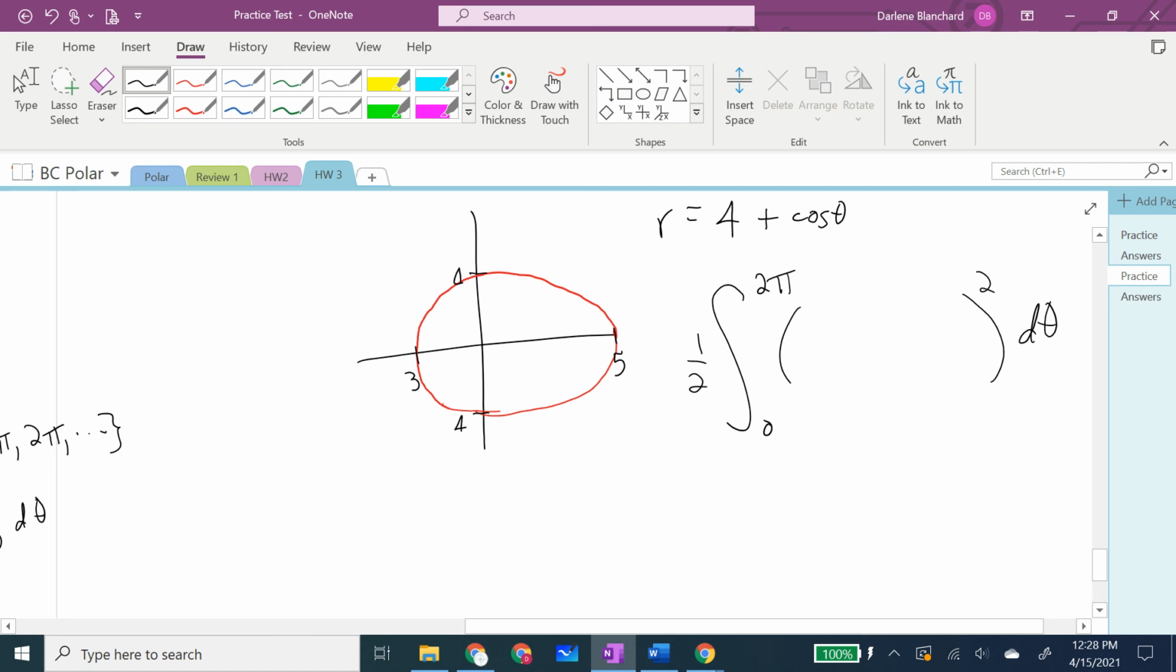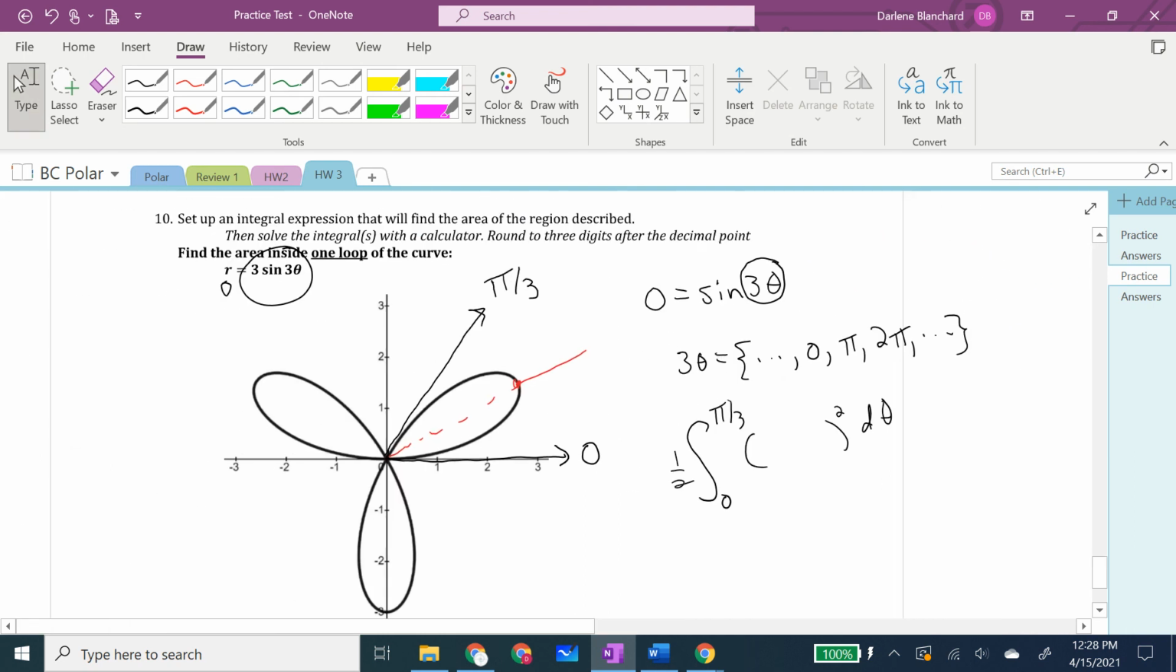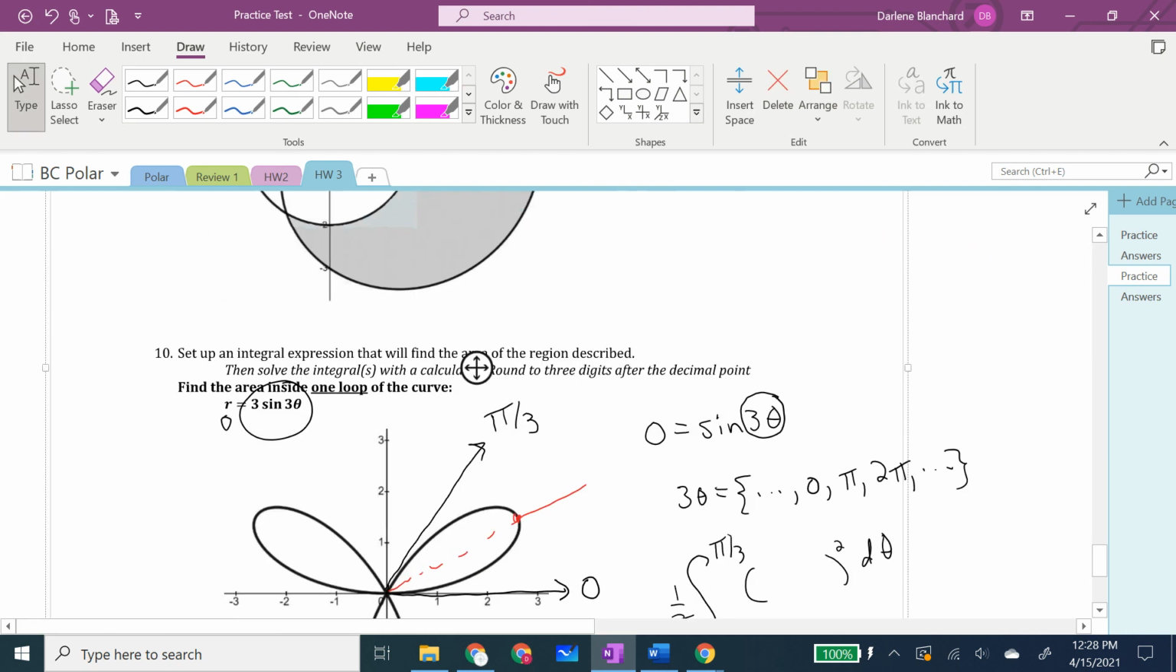Because if you decided, I'm going to integrate from negative pi over 2 to pi over 2, not symmetric. You see what I'm saying? Be careful of the symmetry if you choose to use it. So I might give you a problem like that, or it might be one loop of something. And then again, an inside, an outside, and an inside both.